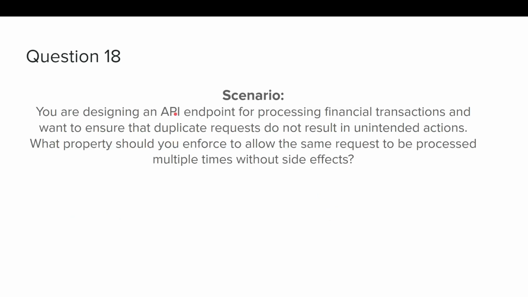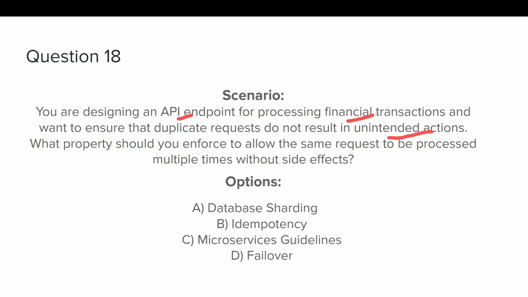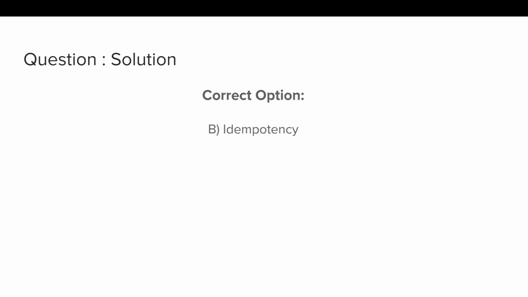Next question, you're designing an API endpoint for processing financial transactions and want to ensure that duplicate requests do not result in unintended actions. What property should you enforce to allow the same request to be processed multiple times without side effects? These are the options. So what is a property that will ensure that there is no duplication of the same request or maybe incorrect processing of the same request? The right answer for this is called idempotency.